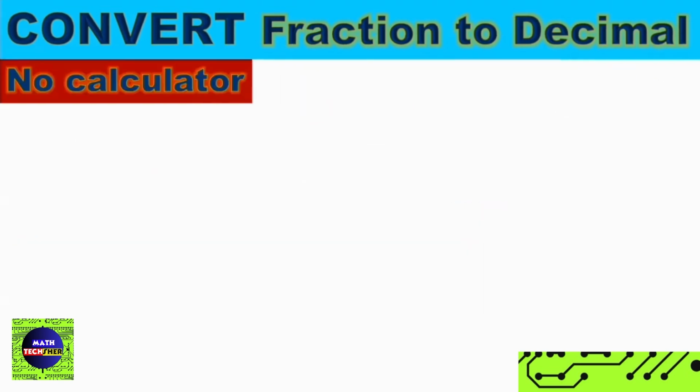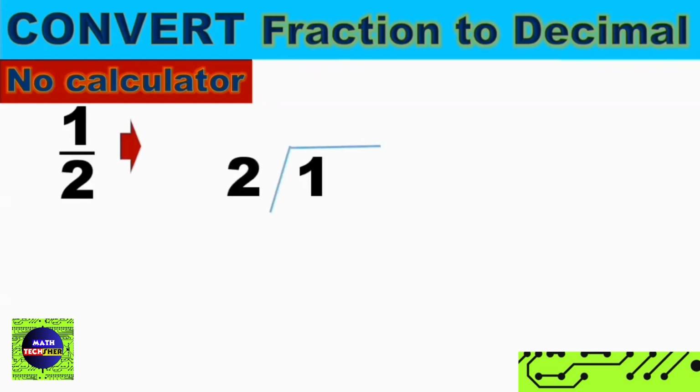And now we're going to convert fraction to decimal without a calculator. Okay, so this is the step. 1/2 is equal to, or we're going to divide 1 divided by 2. Okay, since hindi natin siya pwedeng i-divide kasi mas mataas ang divisor kaysa sa dividend, so let's have 0. 1 divided by 2 is 0.